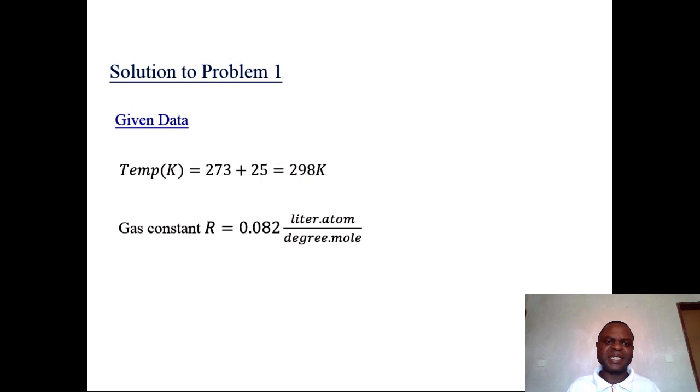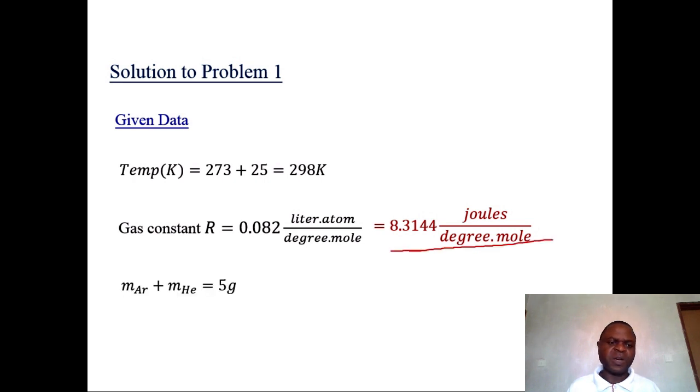Then the gas constant, the R, can take two values: 0.082 liter atmospheres per degree mole, or 8.314 joules per degree mole. So normally we use this 8.314 in units of joules per degree mole. Then we are also given the mass of argon plus the mass of helium, which is 5 grams. Then the total gas volume we are given is 10 liters.